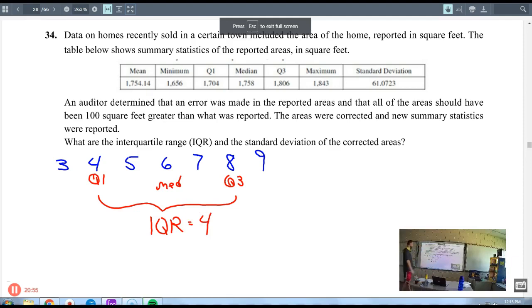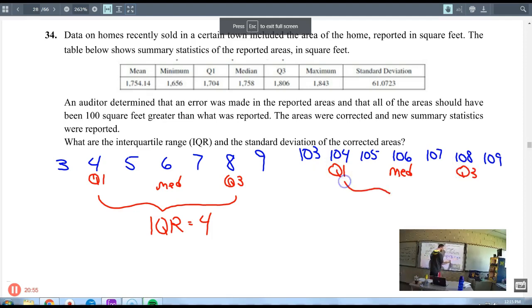Let's say that I added 100 to all of those. I screwed up. These actually aren't 3, 4, 5, 6, 7, 8, 9. This is actually supposed to be 103, 104, 105, 106, 107, 108, 109. Well, now, this is your median. This is your Q1. And this is your Q3. And your IQR is still 4.